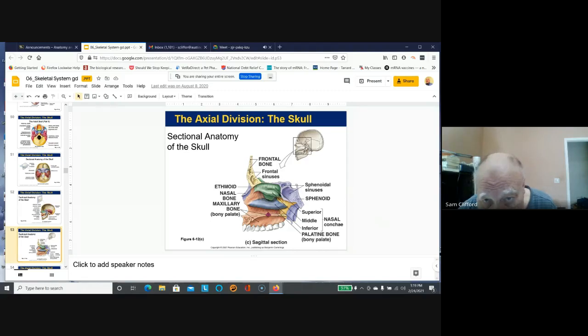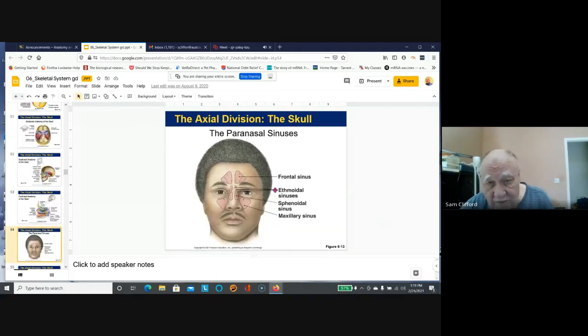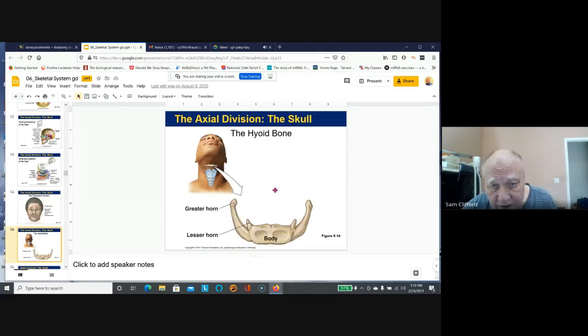The ethmoid is the bone that forms the nasal conchae. The nasal conchae are the bones that make up these specialized structures in your nose to help when you breathe in air to swirl that air and to warm it up and to make sure that it's filtered. The sinuses, just have a general passing comment on that. Don't worry about it too much.